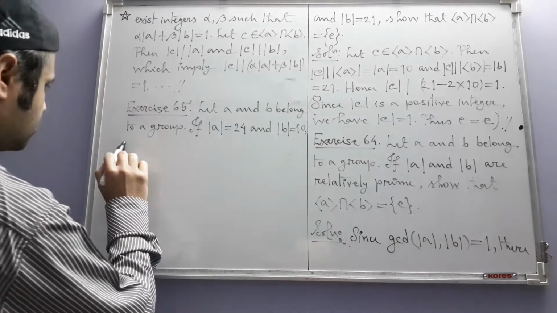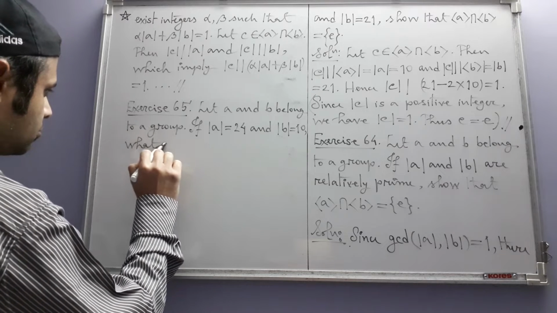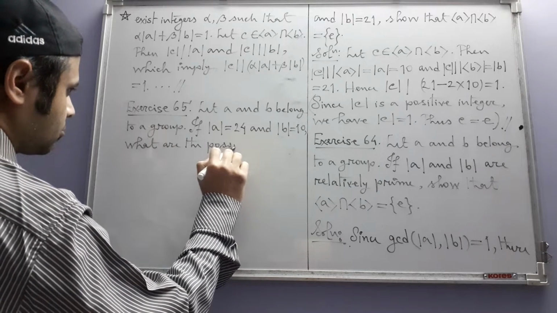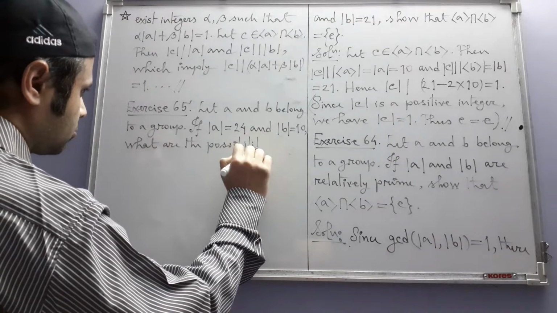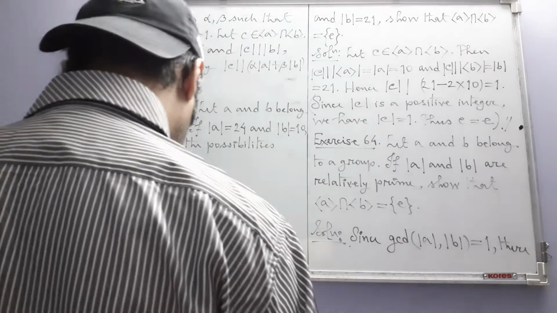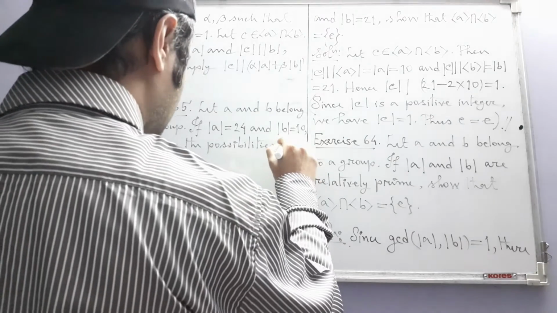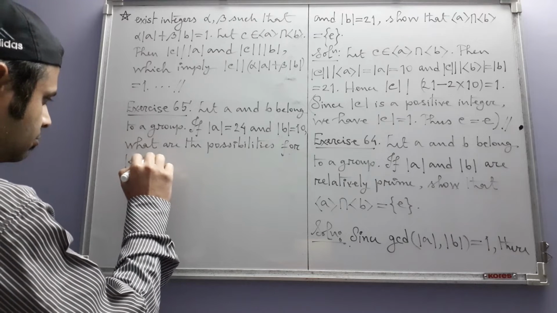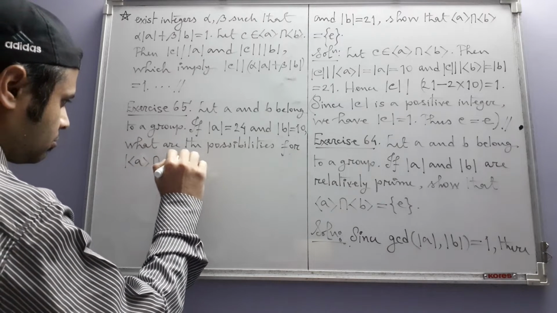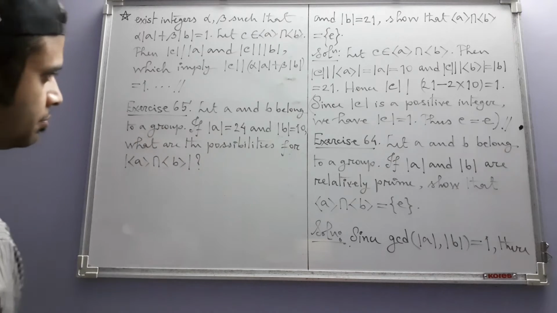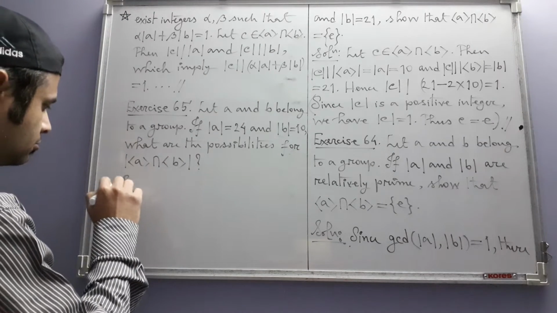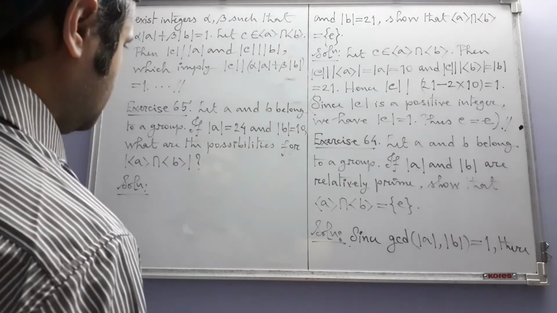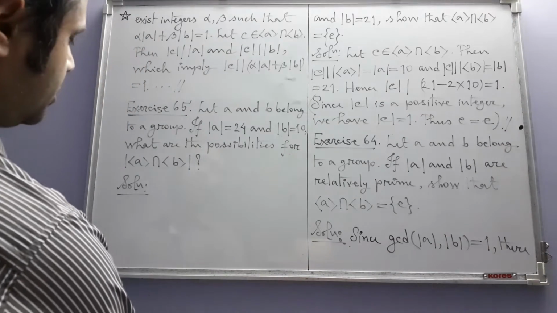what are the possibilities for the order of this intersection?